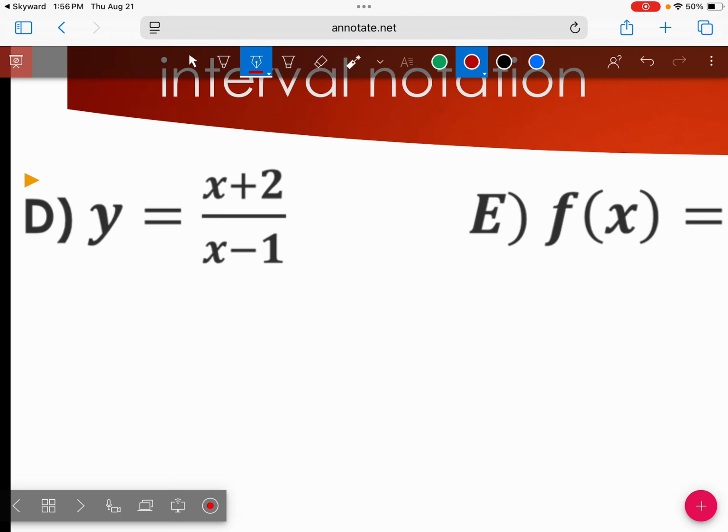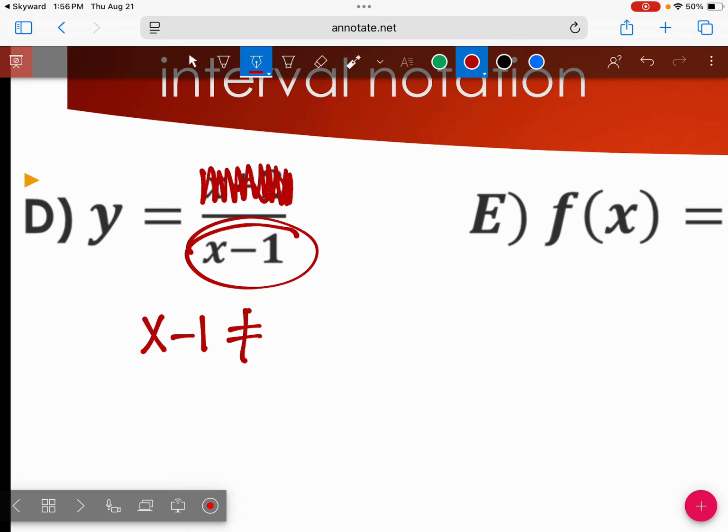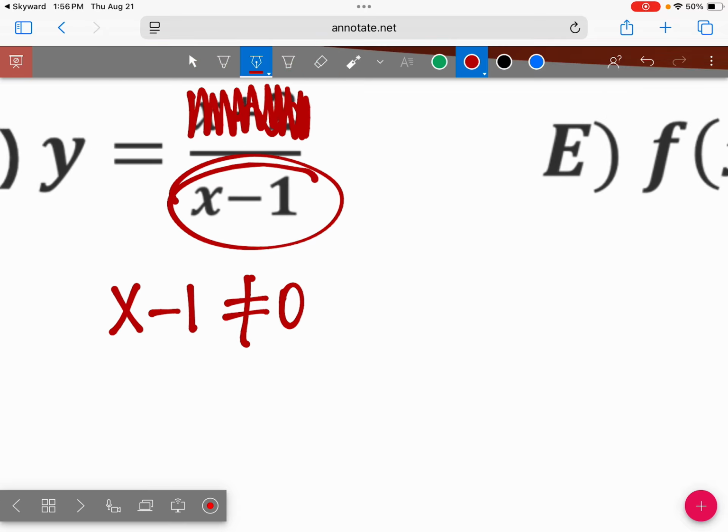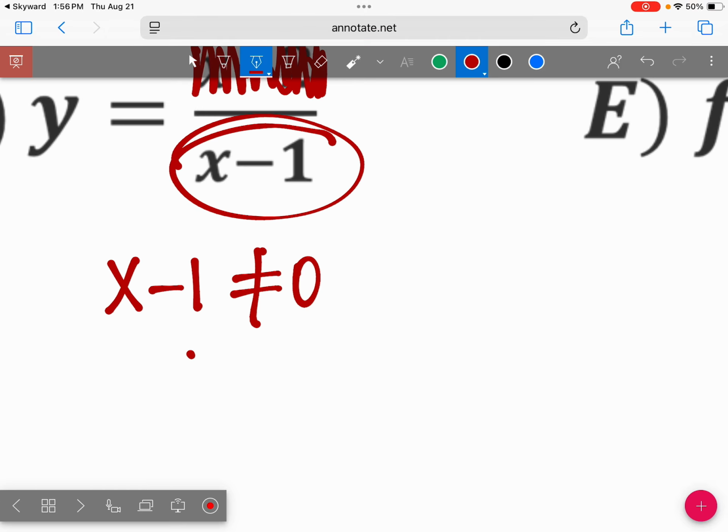So D says y equals x plus 2 over x minus 1. And this is the first time we have a fraction with the x in there. An x in the bottom, to be more specific. I don't care about the numerator. This has nothing to do with my domain. It is your denominator that controls our domain. So this x minus 1 cannot equal 0. And when I solve that for x by adding 1 to both sides, I get that x cannot be 1.